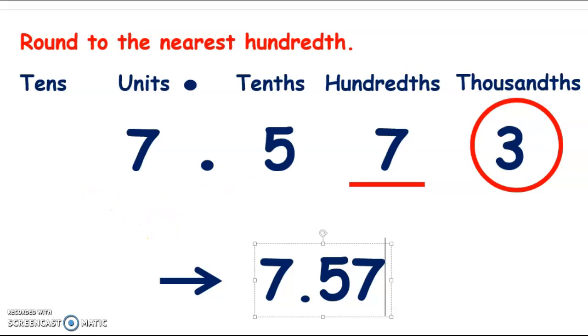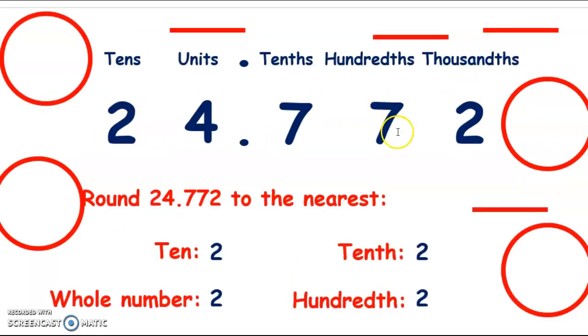Let's look at the next number. I'm rounding up to the nearest... Now, in this part, I want to round this number to the nearest 10. There is 10, there is 10th, there is whole number, and 100th. So, round 24.772 to the nearest 10.